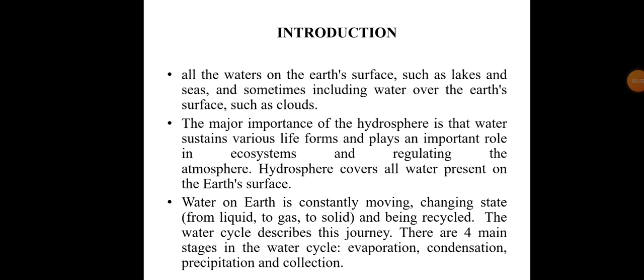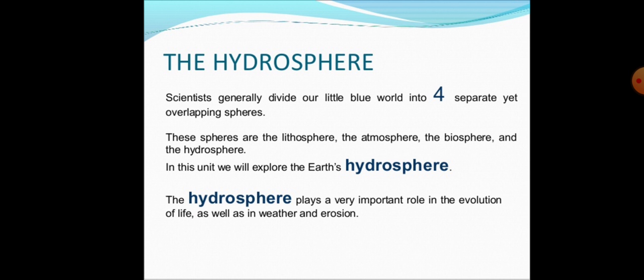The hydrosphere is all the waters on the earth's surface such as lakes and seas, and sometimes including water over the earth's surface such as clouds. The major importance of the hydrosphere is that water sustains various life forms and plays an important role in ecosystems and regulating the atmosphere. Water on earth is constantly moving, changing state from liquid to gas to solid, and being recycled. The water cycle describes the journey. There are four main stages in the water cycle: evaporation, condensation, precipitation, and collection. That is the introduction of hydrosphere.